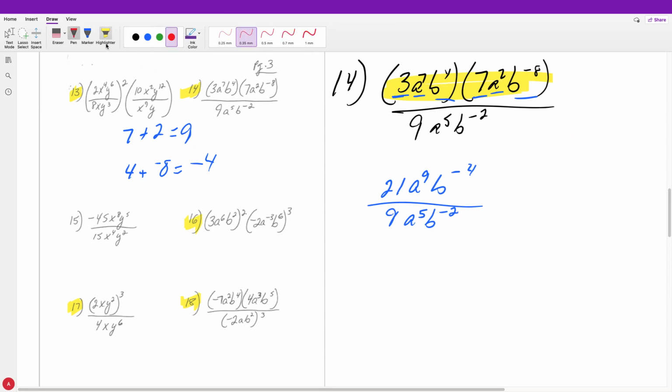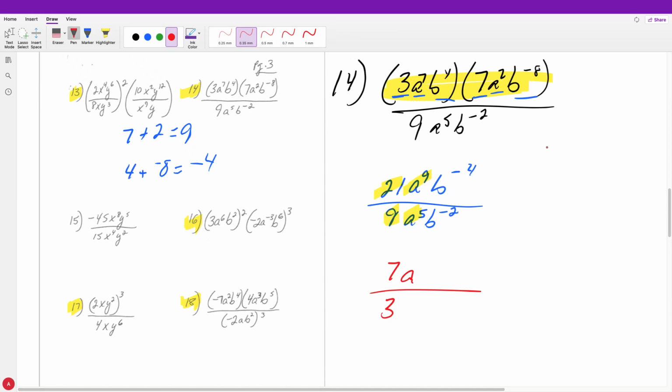So we're going to look at them piece by piece. So we have 21 over 9. They're both divisible by 3, so I know that's going to reduce to 7 over 3. And now we look for our like pieces or like parts. So we have A in our numerator and our denominator. We ask, where do we have more? There's more A's in our numerator, so we know that's where it's going to end.